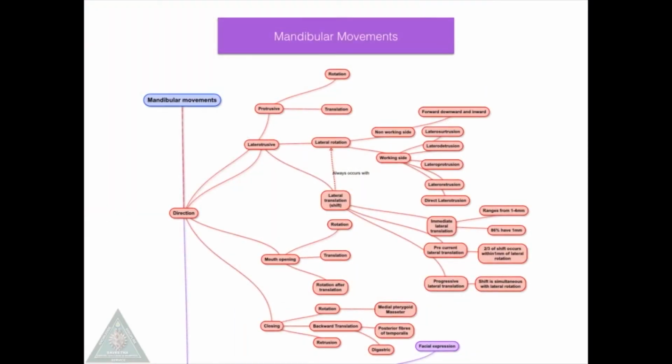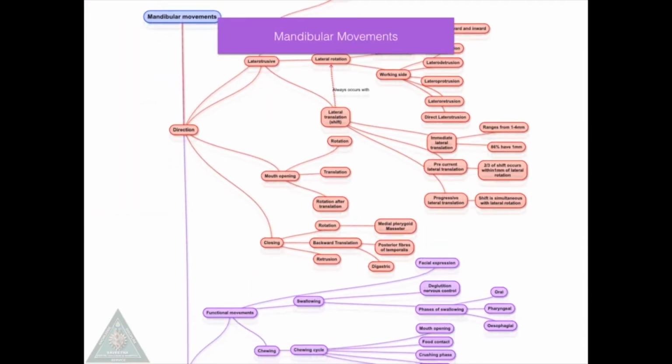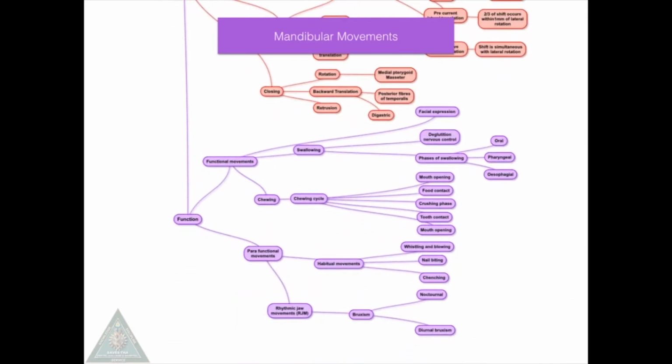So the next kind of movement is functional and parafunctional movements. Functional movements are usually what we do, movements of the mandible when we are doing normal functions like facial expression, swallowing, chewing, etc. So swallowing has three phases: oral, pharyngeal and esophageal phases, and the chewing cycle involves mouth opening, food contact, crushing, then tooth contact, and then again mouth opening.